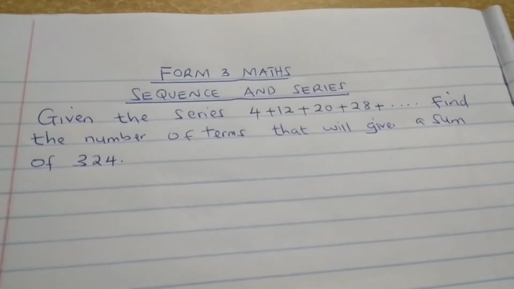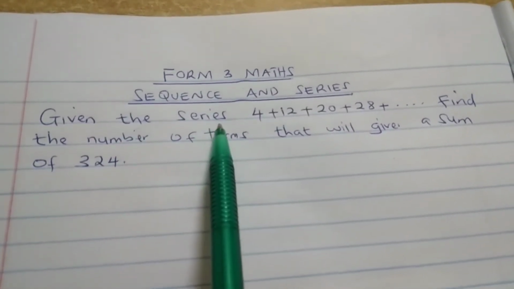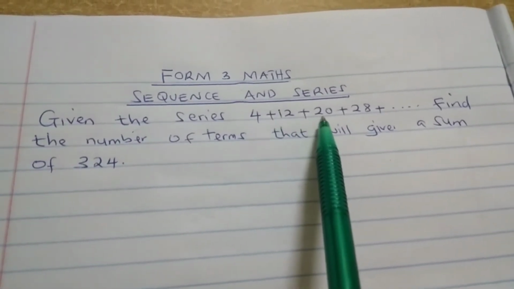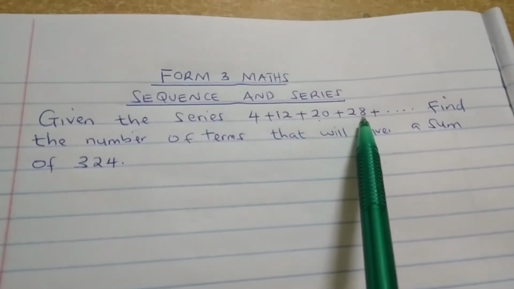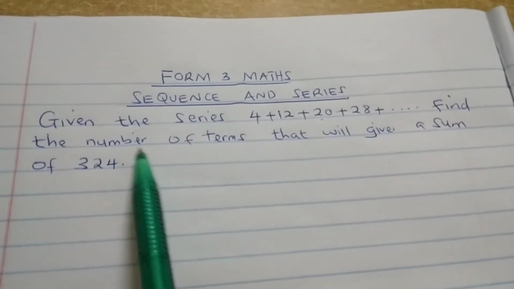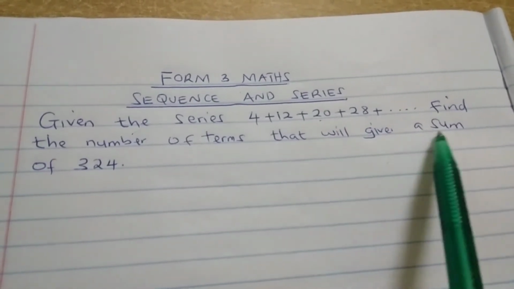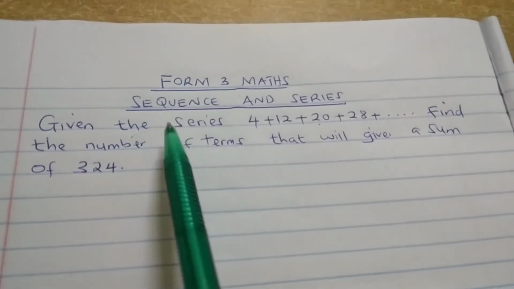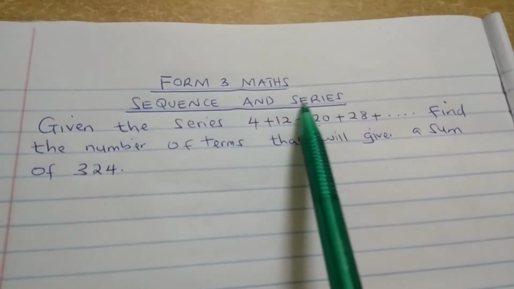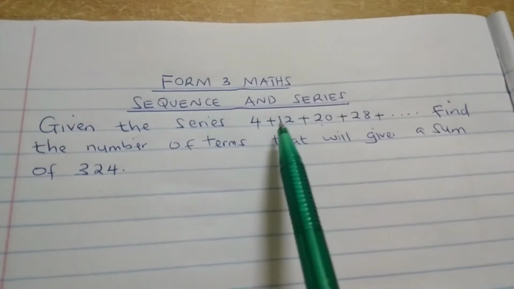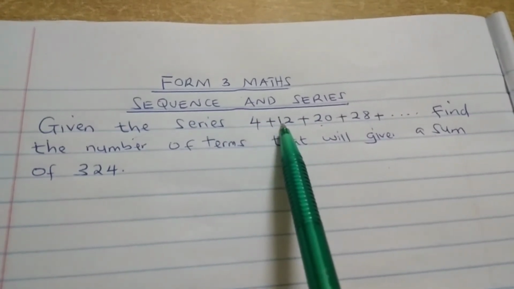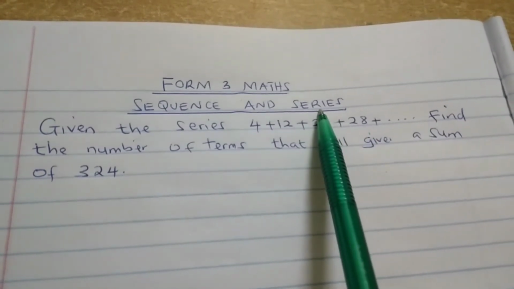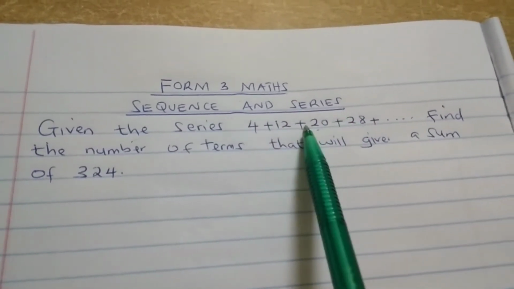Going straight to the question: given the series 4 plus 12 plus 20 plus 28, find the number of terms that would give a sum of 324. So this is a series, and if you want to know that this is a series, the terms are connected using the addition sign. And a series means the sum of terms in a sequence.